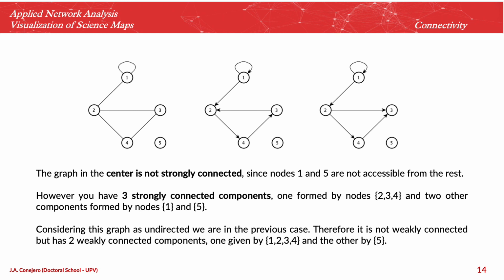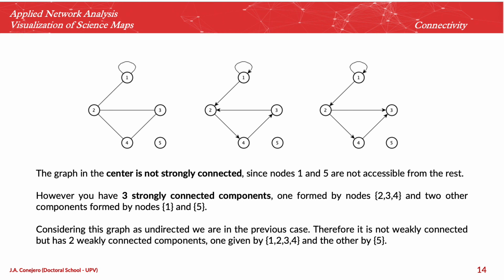If we go to the graph in the middle, this graph is not strongly connected, since nodes 1 and 5 are not accessible from the rest. However, we have 3 strongly connected components. One formed by nodes 2, 3, and 4, because following that cycle we can visit all of them, and 2 others with 1 and 5. Despite from 1 we can arrive to 2, and to 3 and 4, since we cannot return, we have to separate 1 in a different strongly connected component.